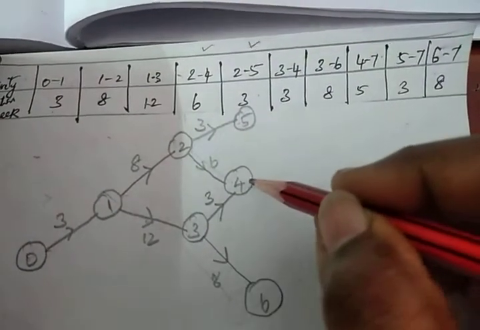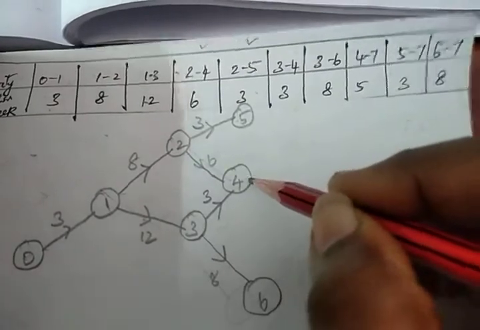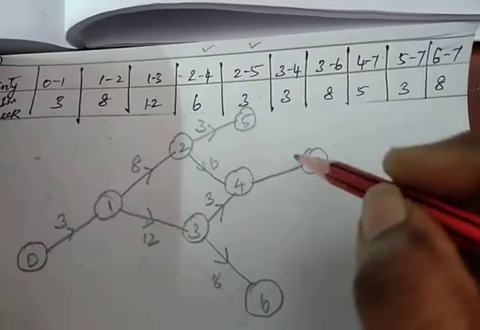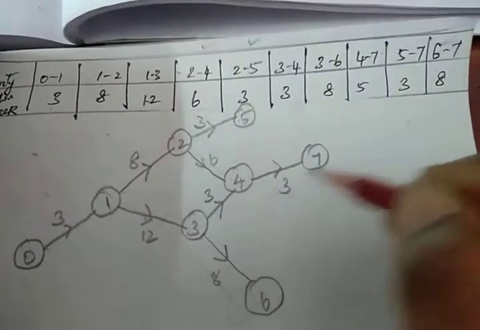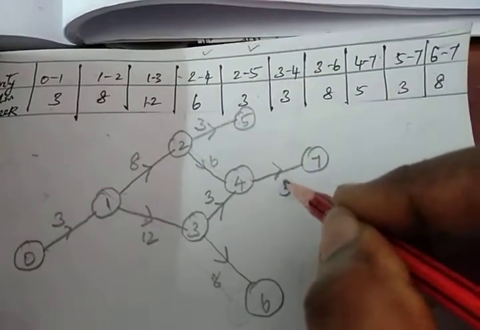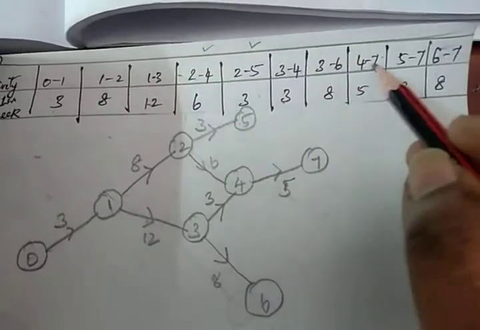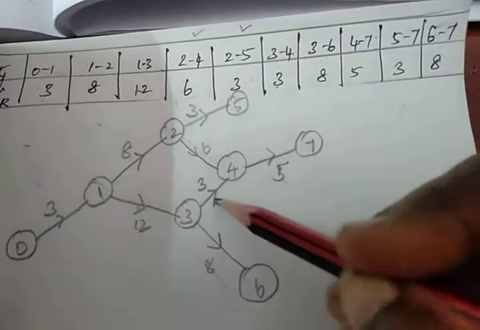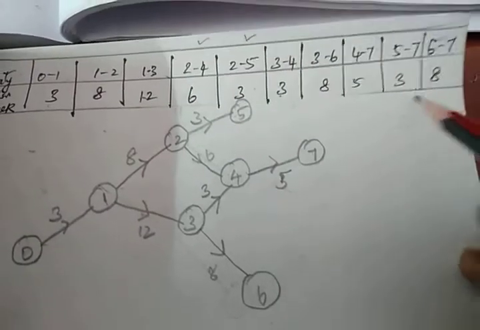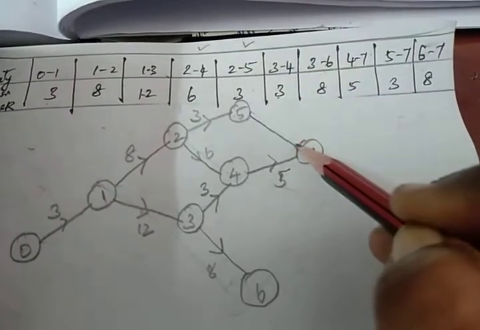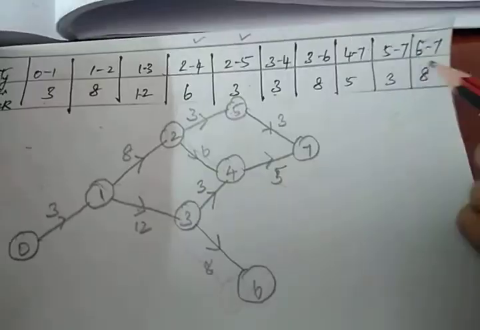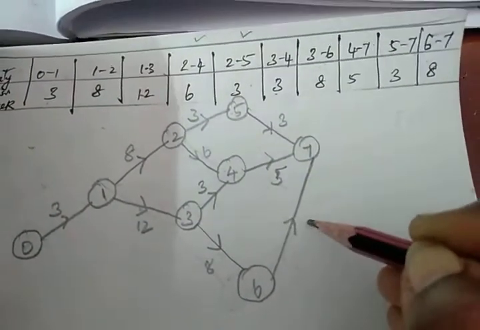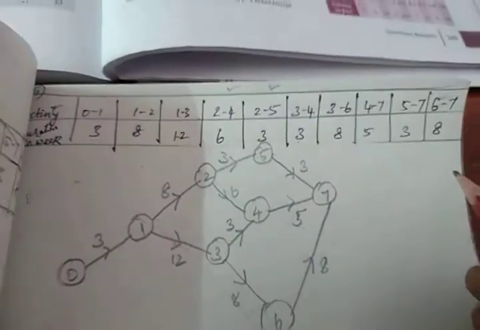4 to 7, the duration will be 5. 4 to 7 is 5, and 3 to 6 is 8. Okay. Now 5 to 7 it is 3. Join these two. So 5 to 7 it is 3, and 6 to 7 you have to join these two. The duration will be 8. So the network diagram is over.